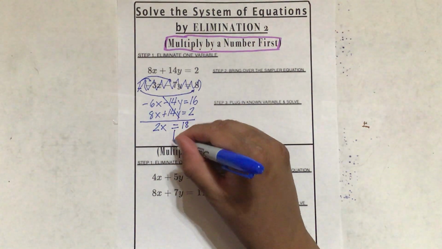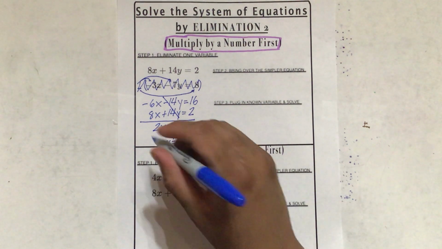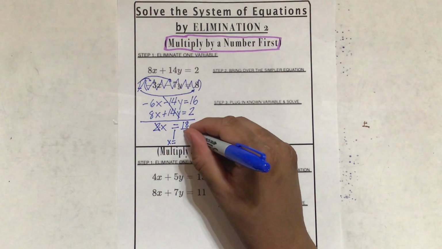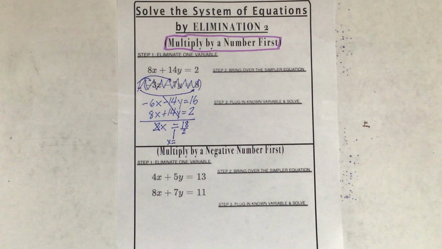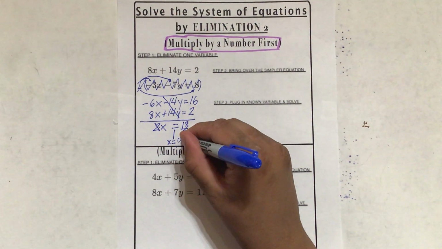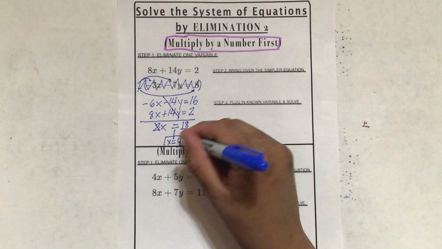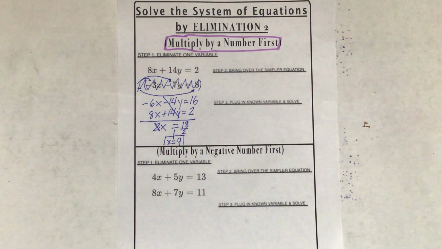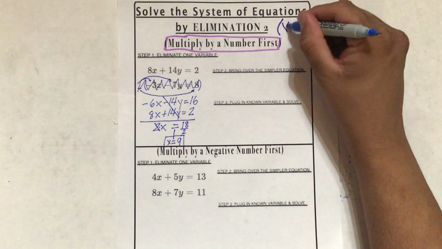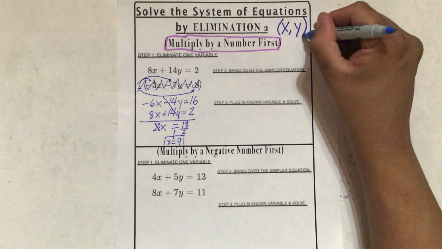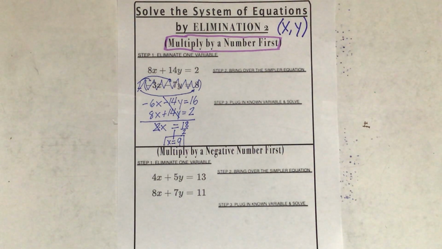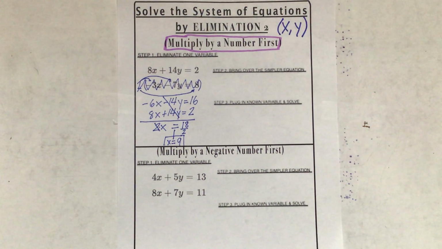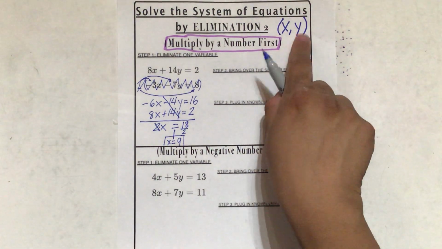So here I want to solve for x. So this is 2 times x, so I cross it out. The opposite of times is divide. The opposite of multiplying is dividing. 18 divided by 2 is 9. So I have x equals 9. Remember, my goal is to get x, comma, y. I want to find the point in which these two equations intersect. So I found my x part. Now I need to find my y part.